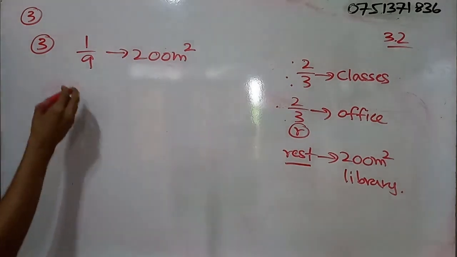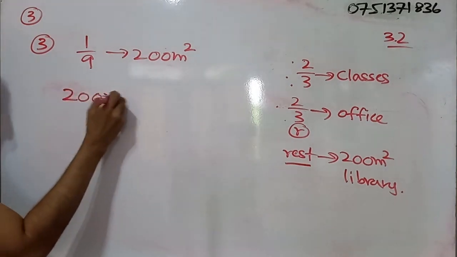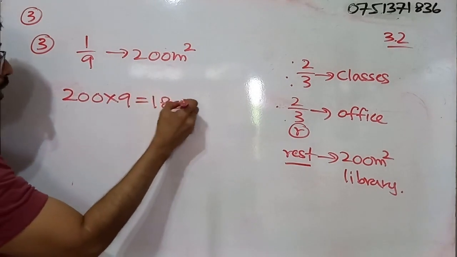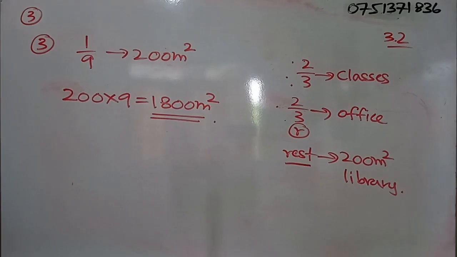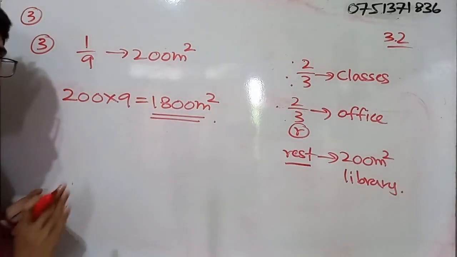What is the whole amount? 200. We have to multiply that by 9. So we get what? 1800 square meters. So that is the answer. Right. So this is the answer.